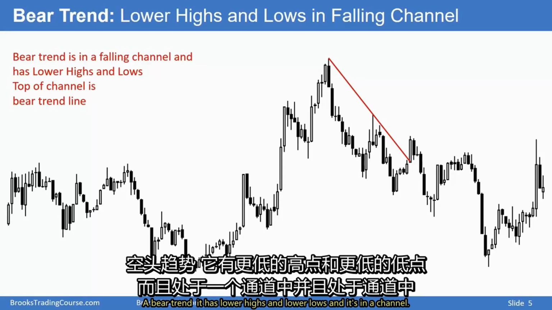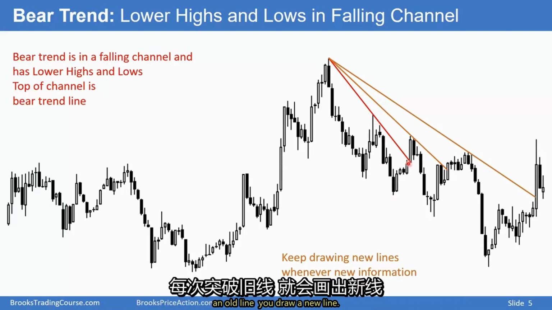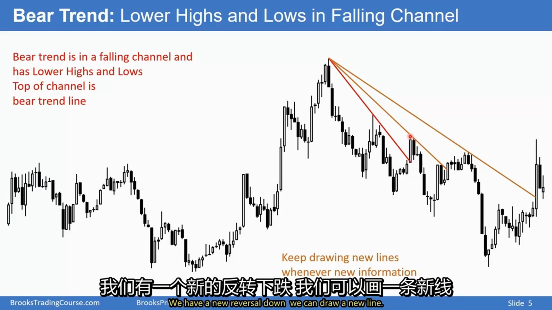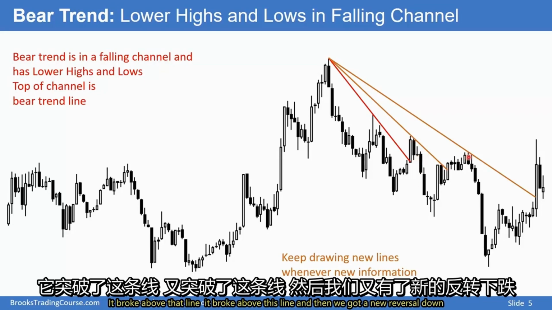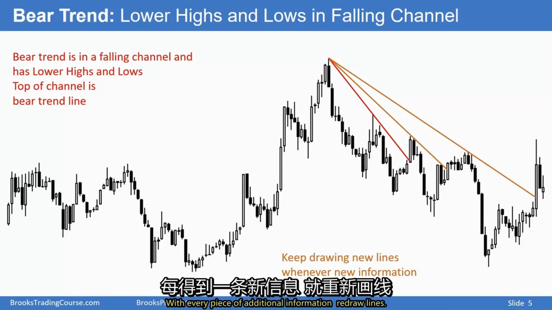A bear trend has lower highs and lower lows, and it's in a channel. Channels tend to become flatter and broader as time goes on, and every time you break above an old line, you draw a new line. We have a new reversal down, we can draw a new line. It broke above that line, it broke above this line, and then we got a new reversal down, you draw this line. With every piece of additional information, redraw lines.